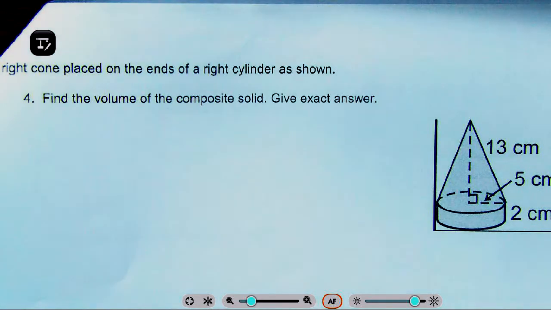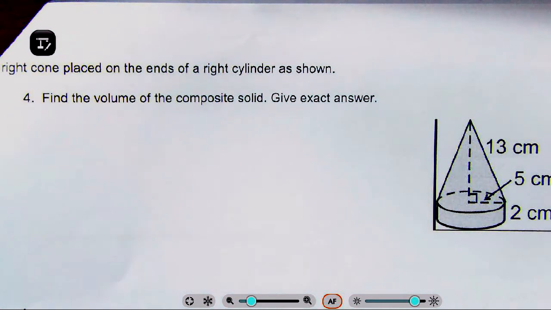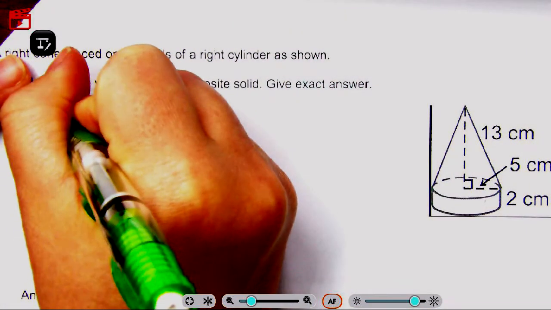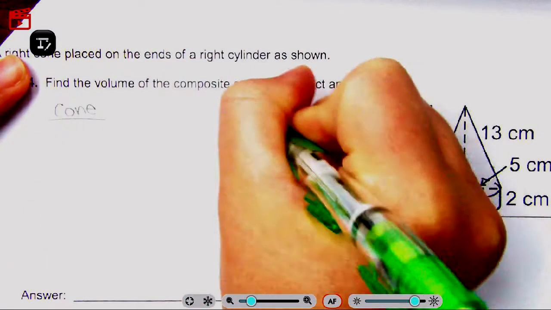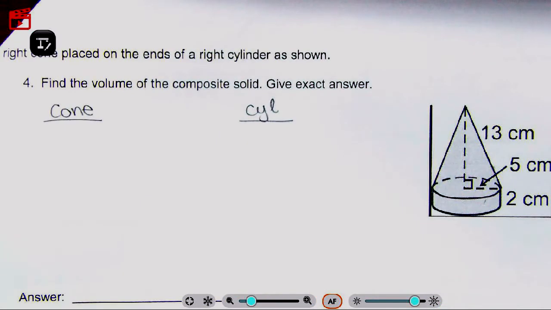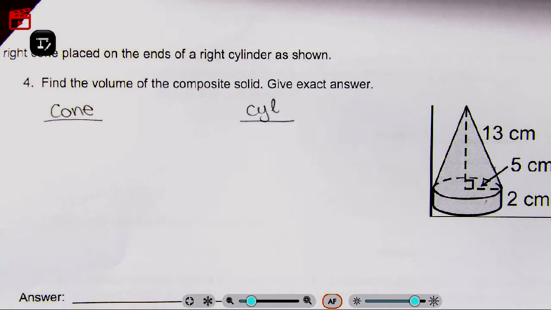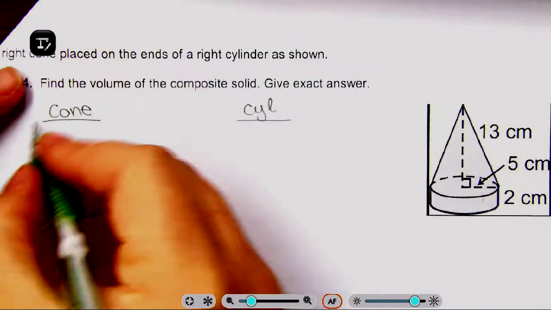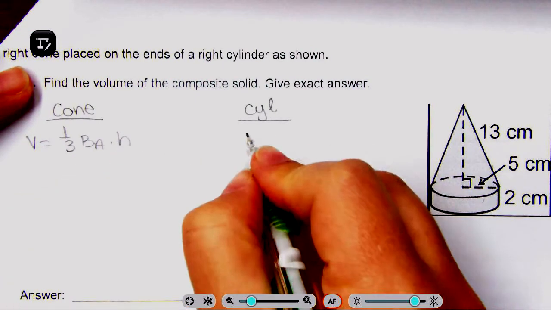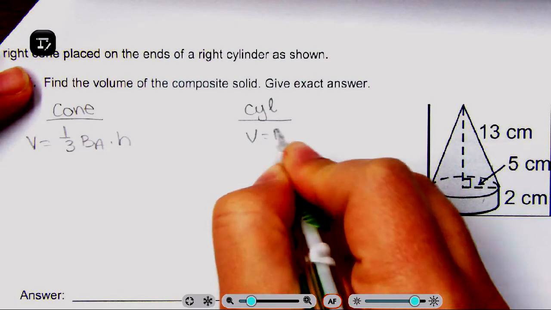Next thing you have is a right cone is placed on the ends of the right cylinder as shown. Find the volume. So this time it's asking for volume. So we have a composite figure. We need the volume of a cone and we need the volume of a cylinder. Again, make sure you have your cheat sheet out for your formulas. If your teacher allows it, since we're doing this at home, you will be allowed your cheat sheet. Okay, so your cone volume formula is 1/3 area of the base times the height. And then the cylinder is area of the base times the height.